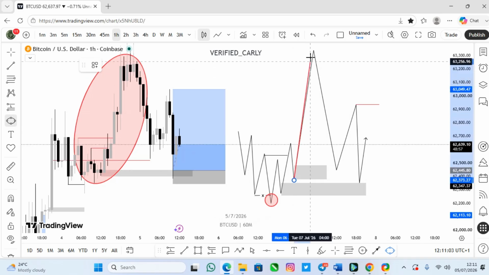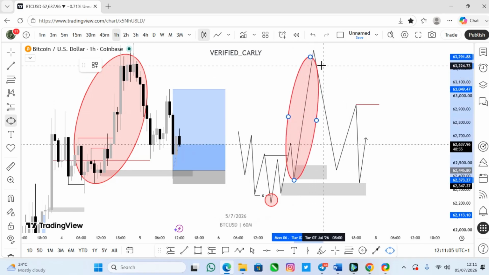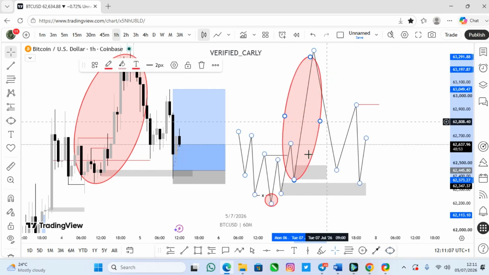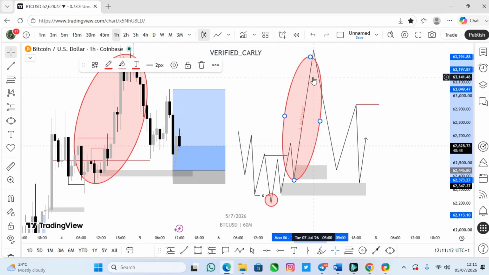You can see there's no significant liquidity. Price just went up. Look at the expansion, the delivery, then it just went back straight. This is an aggressive move. We call this an aggressive move.